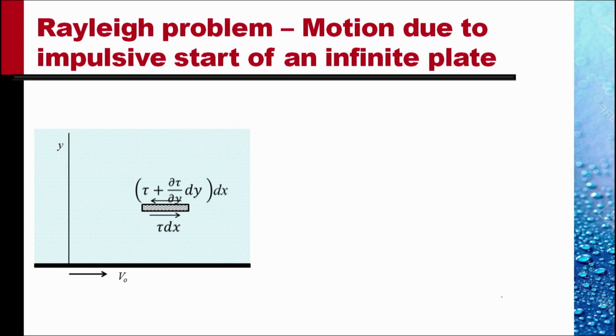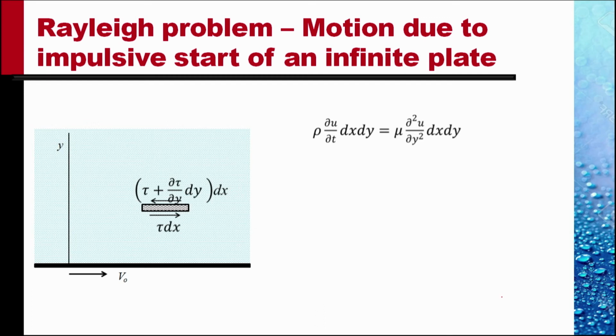As before, we consider a small control volume. So the only horizontal forces are the shear stress on top and bottom surfaces. There are no pressure forces, or if there are pressure forces, they are equal and opposite on the two faces. So they cancel out and we don't write them. But unlike before, this fluid is accelerating. So the mass of the fluid is rho dx dy, acceleration is del u by del t.